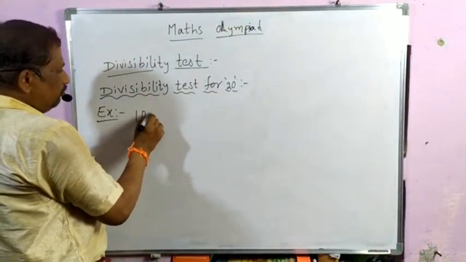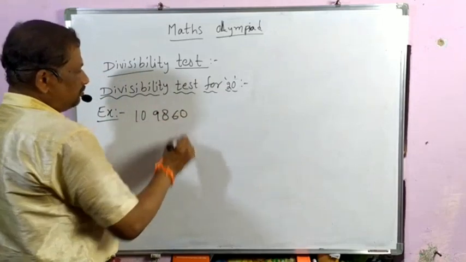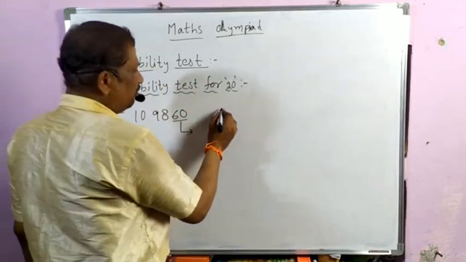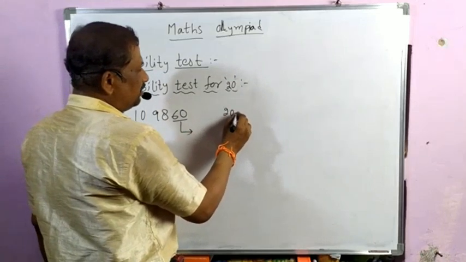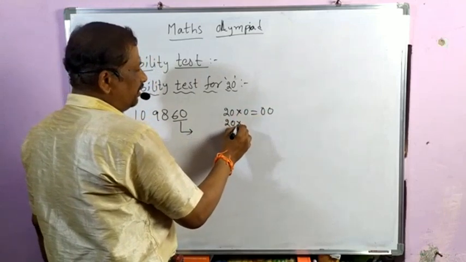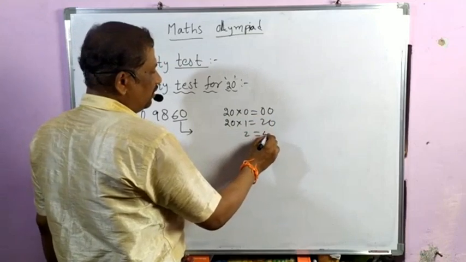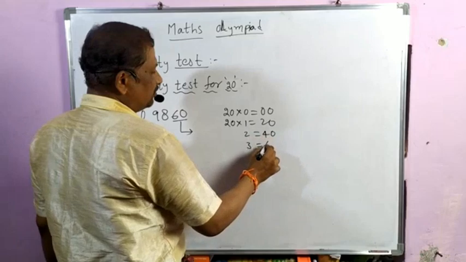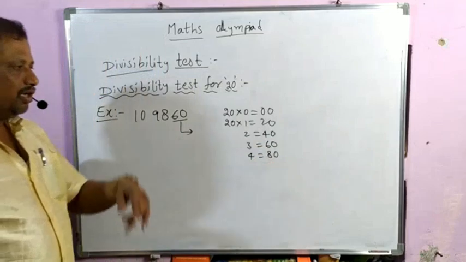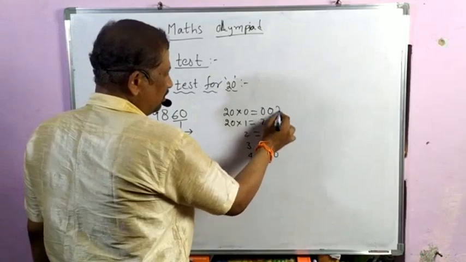109860. So the last two digits you have to check, whether they are a multiple of 20. What are the multiples of 20? 20 times 0 is 0, double 0 you have to keep. 20 times 1 is 20. 2s are 40. 3s are 60. 4s are 80. 5s are 100, again double 0 we will get. So these are the multiples of 20.